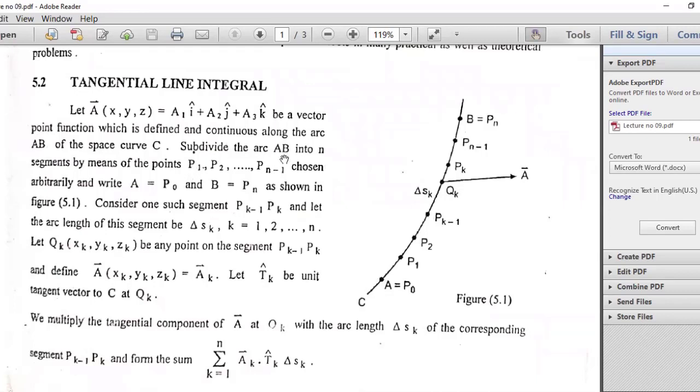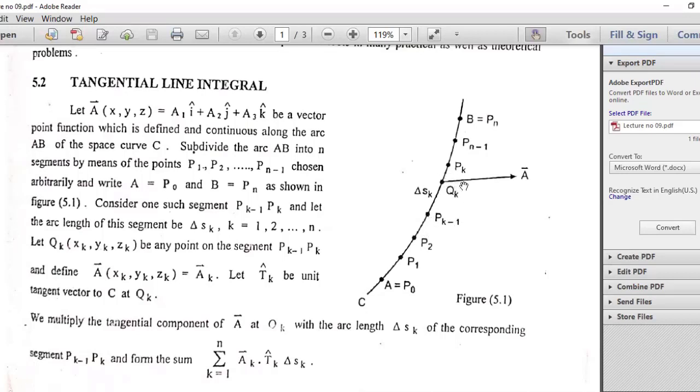Subdivide the arc AB into n segments by means of points P1, P2, and so on up to Pn minus 1. Now students, subdivide the segment A to B, which I name the arc C, into subparts: P0, P1, P2, and so on, up to Pk minus 1, and Pk.